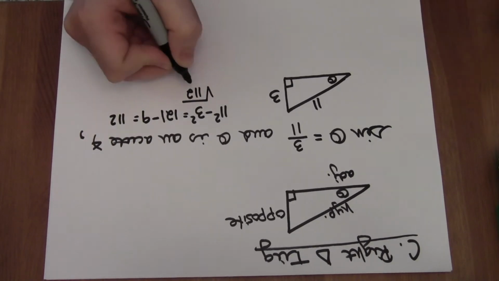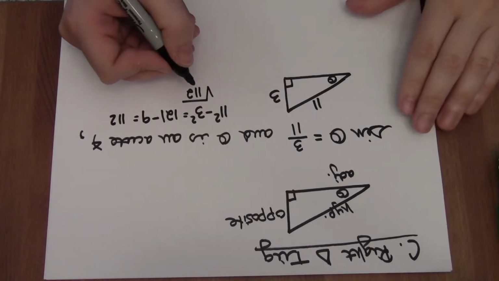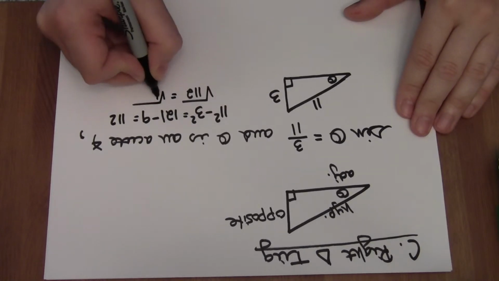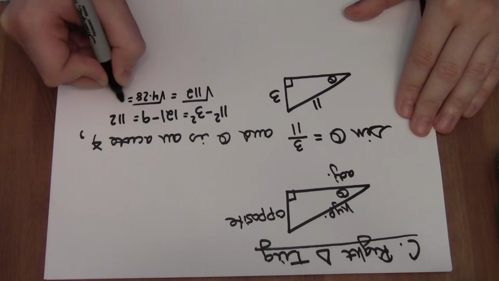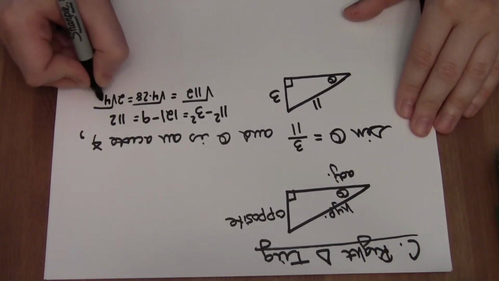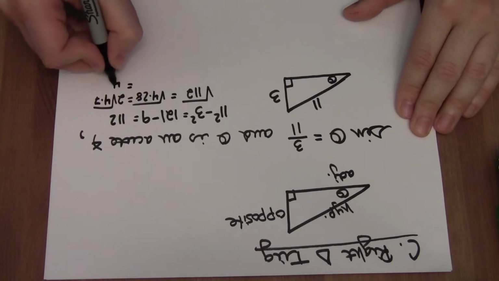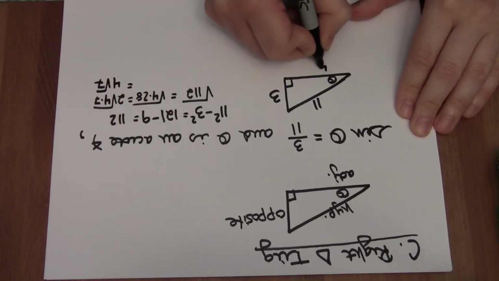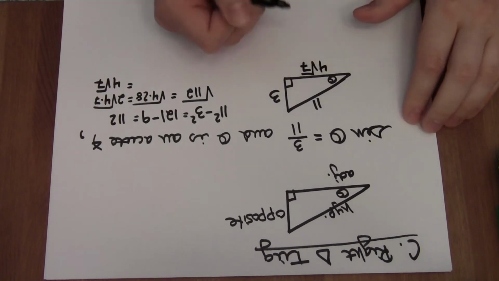My other side is the square root of 112, but you can simplify that. You can divide by 4, and I can say 2 root 28. I can simplify 28 down to 4 times 7, so I should end with 4 root 7 on that side.